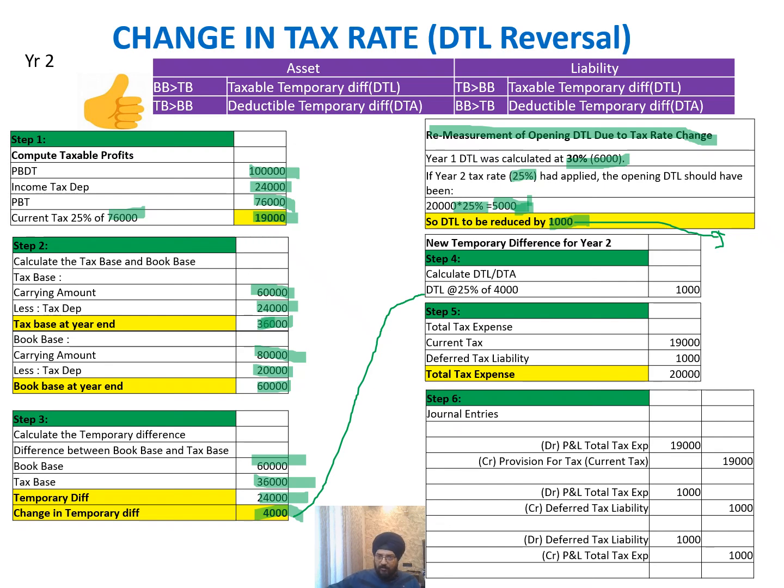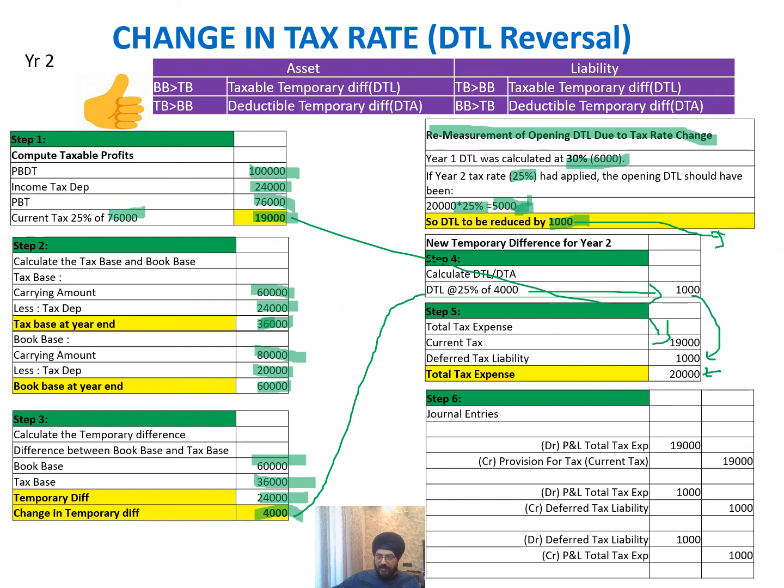It will be increased by 1,000 because my temporary difference increased by 4,000 and hence my DTL will increase by 1,000. But because of the rate change, there is a reduction in the DTL to the extent of 1,000. So what is happening now? My total tax expense would be my current tax, which is 19,000, and then deferred tax liability, which is 1,000. So my total tax expense is 20,000.